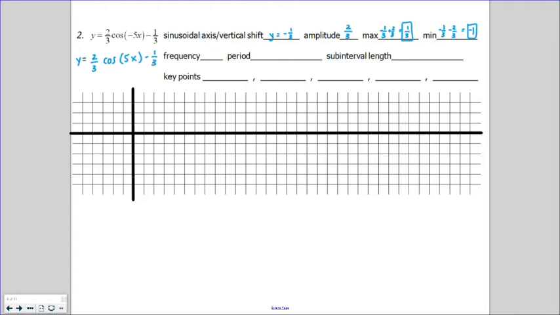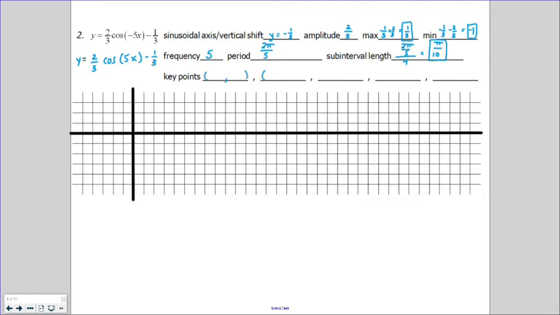The frequency is the number on the inside with x, which is 5, which means that in the standard period of 2 pi radians, we would see this curve happen 5 times. There'd be 5 cycles of it over the course of 2 pi radians. The period is then 2 pi divided by the frequency. That doesn't simplify, it's just 2 pi over 5. The subinterval length is always the period divided by 4, and the subinterval length is what we're going to be counting along the x-axis by. So this is going to become pi over 10 as our subinterval length. We're going to be counting by pi over 10 along the x-axis.